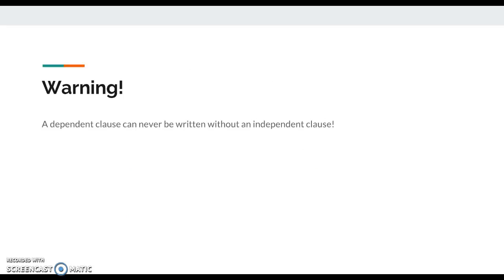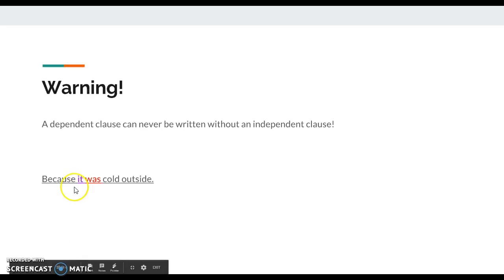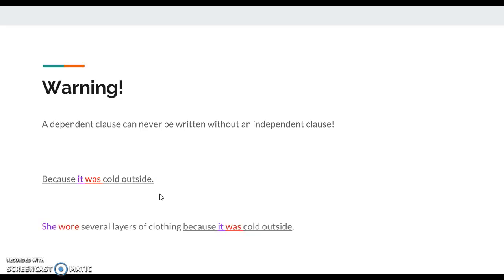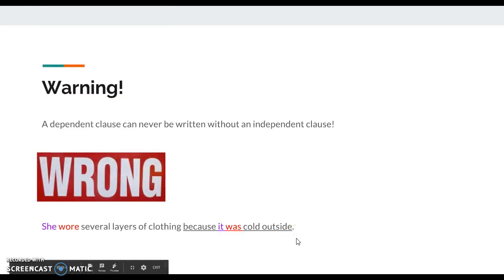Here are a couple more examples. Just a quick warning, a dependent clause can never be written without an independent clause, as I just said. Because it was cold outside: it has a subject and verb, but we have this word in front of it, because, which makes it a dependent clause. And it doesn't make sense because we have no independent clause to attach it to. So if we add an independent clause, now it makes sense. She wore several layers of clothing because it was cold outside. We have the independent clause and we have the dependent clause. So this one up there is wrong.